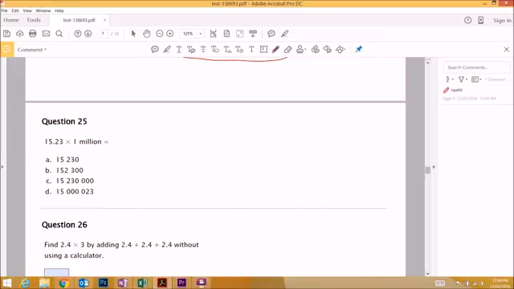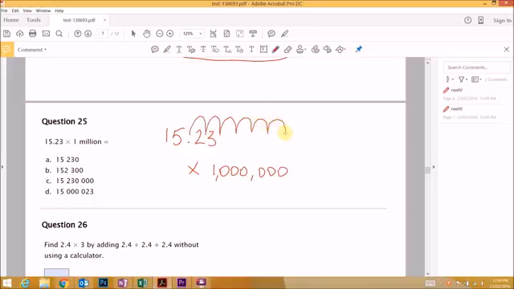Question 25. 15.23 times a million. So once again, we can move our decimal point because a million is a power of 10. So let's just draw out a million. Okay, and a million has 6 zeros, so we've got to move our decimal place 6 times to the right. So 1, 2, 3, 4, 5, 6. That's where my decimal point will go.